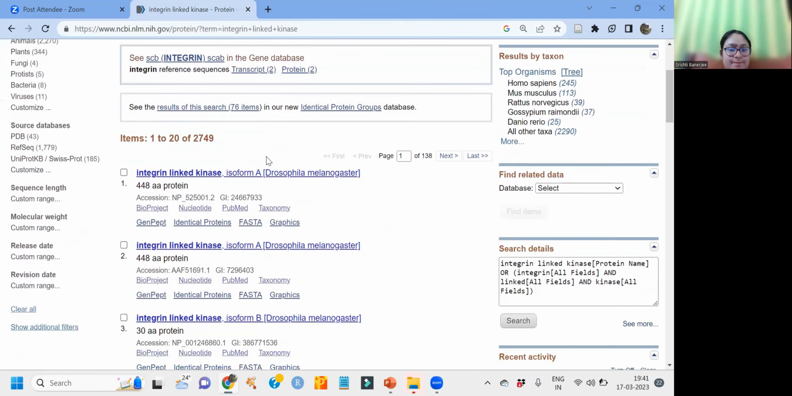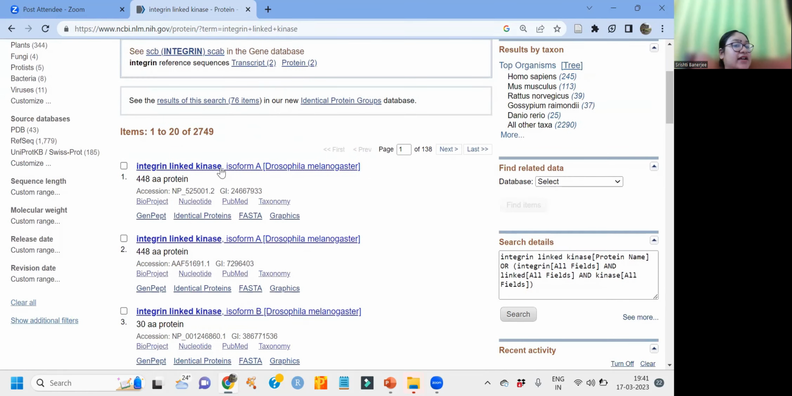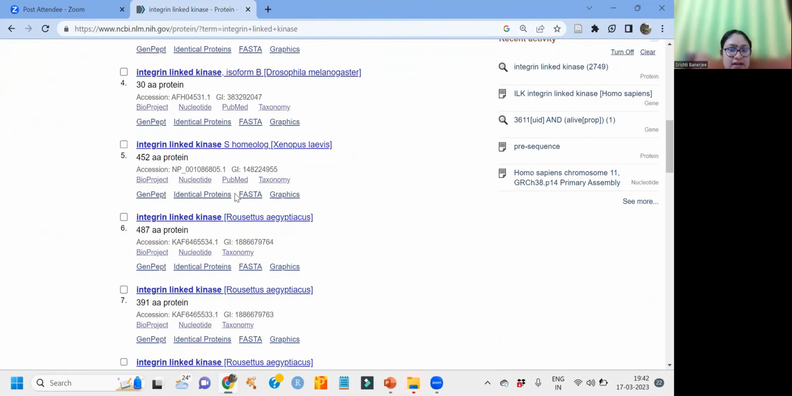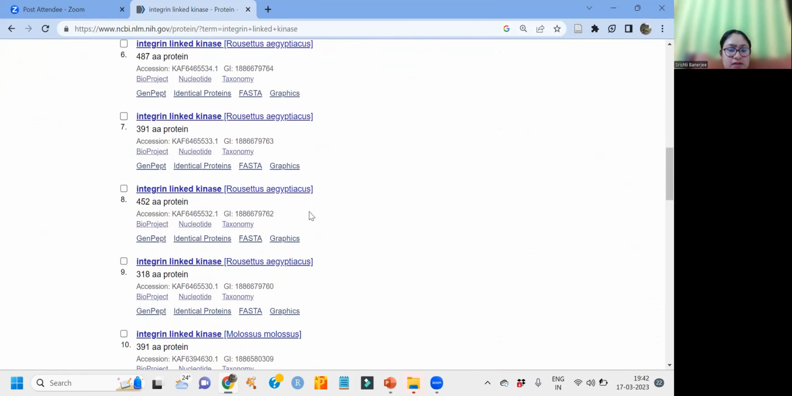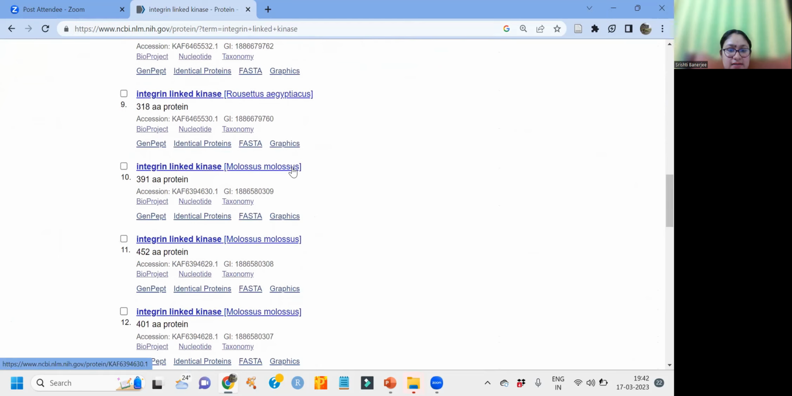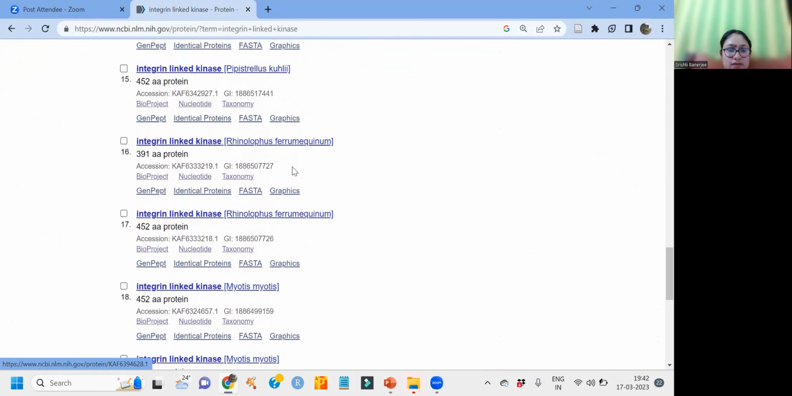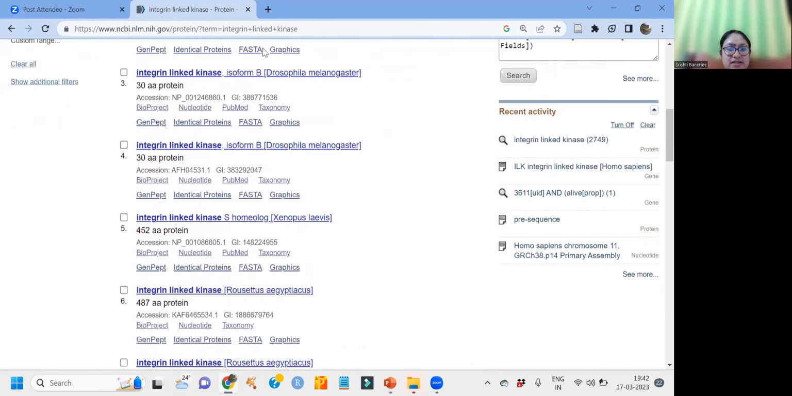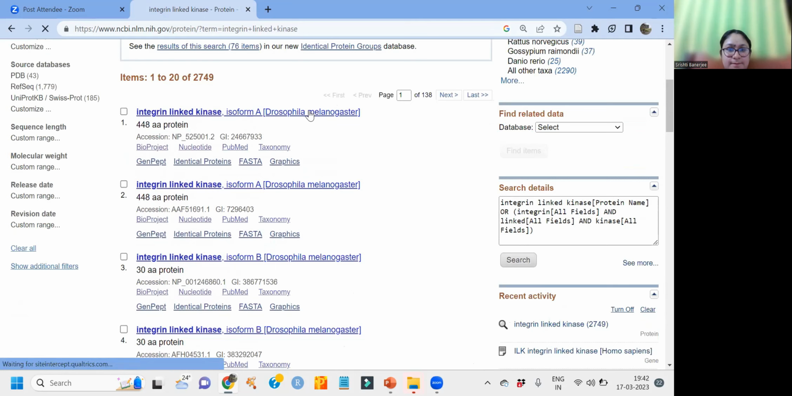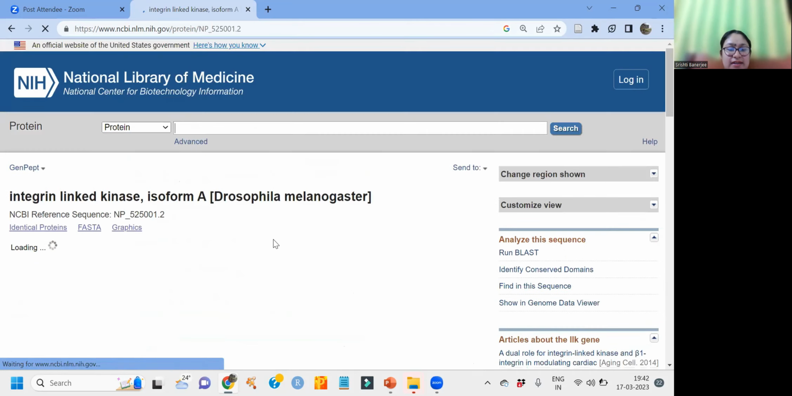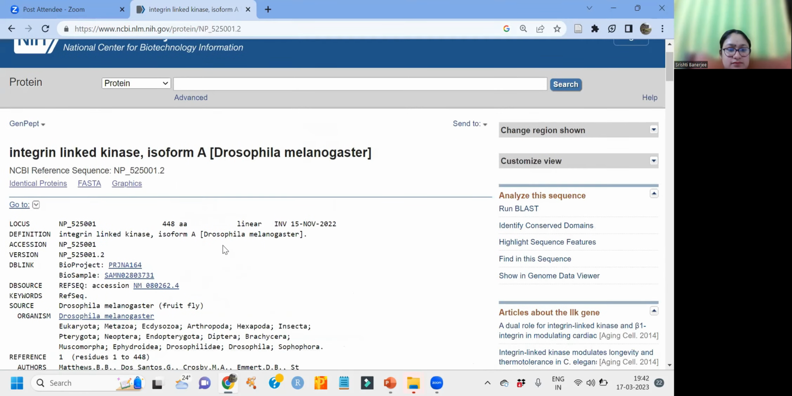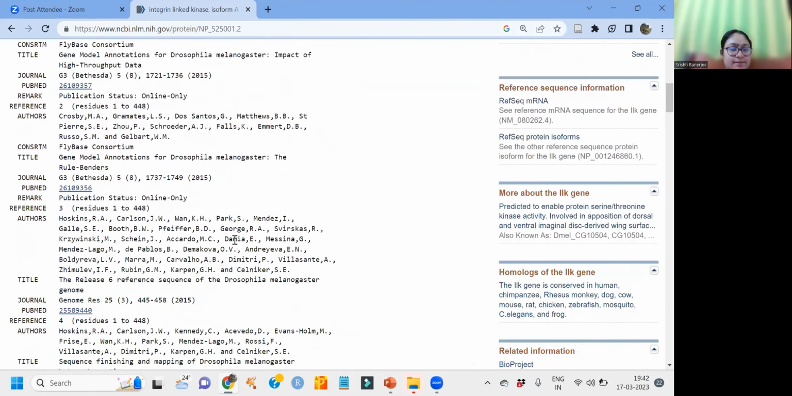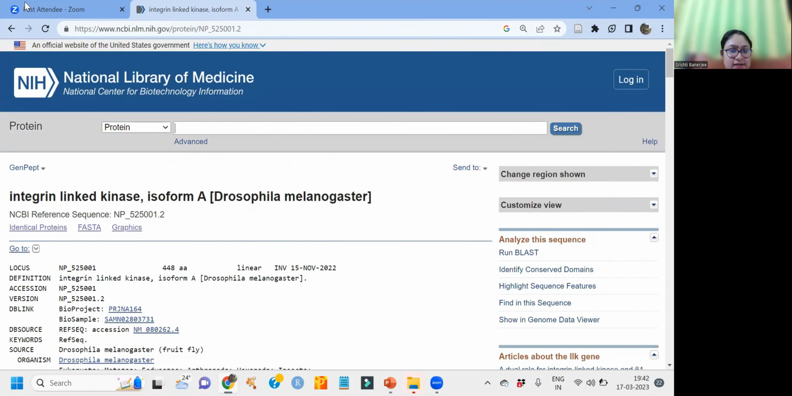Here, if you see integrin linked kinase isoform A in Drosophila. Then other species, other mollusks. So if I just click on one example, maybe Drosophila, you see the ID will change. Everything changes. Yes. So this is what happens.